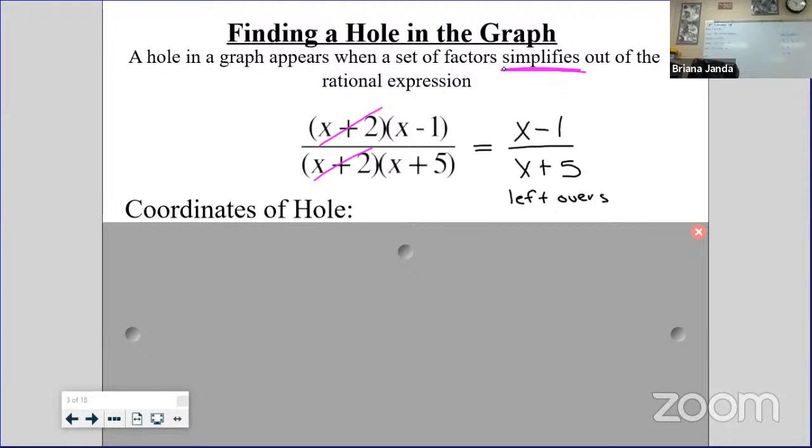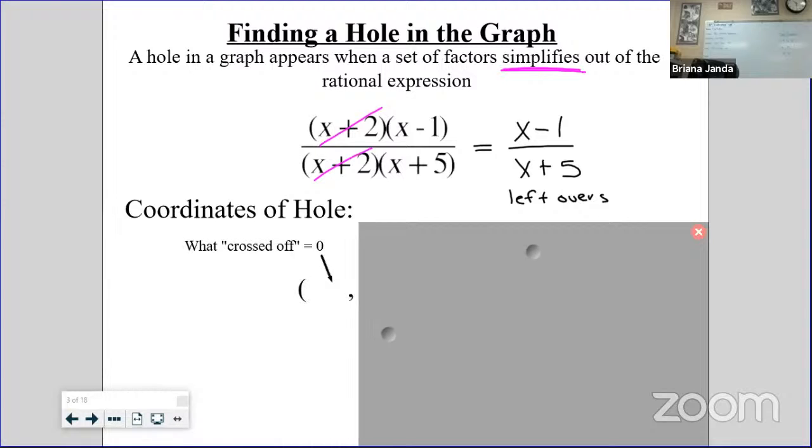Okay, so then how do we find this hole in our graph from what I crossed off? Well, it's an ordered pair. A hole is going to be a dot on our graph, so an x comma y. And it comes from this. The x part of it comes from what we crossed off, set equal to 0. So we crossed off x plus 2. So to find the x here, I set that equal to 0. X plus 2 equals 0. Solve for x. And it tells me that the x I'm going to put in there is negative 2.